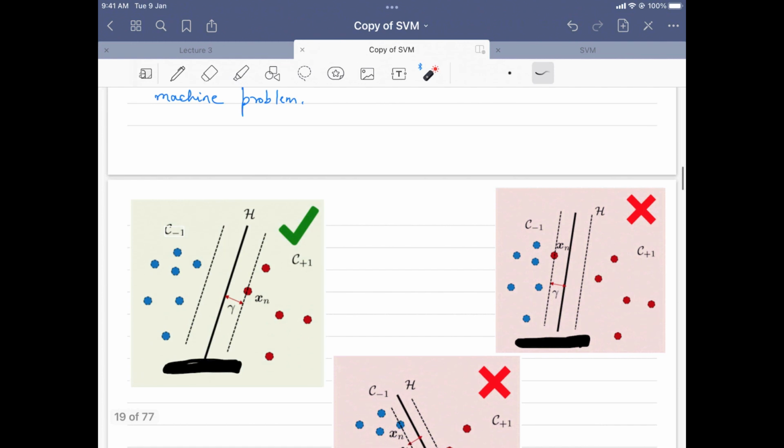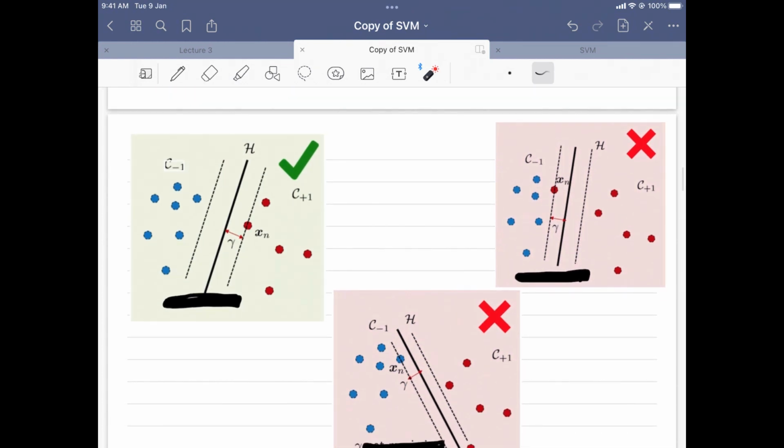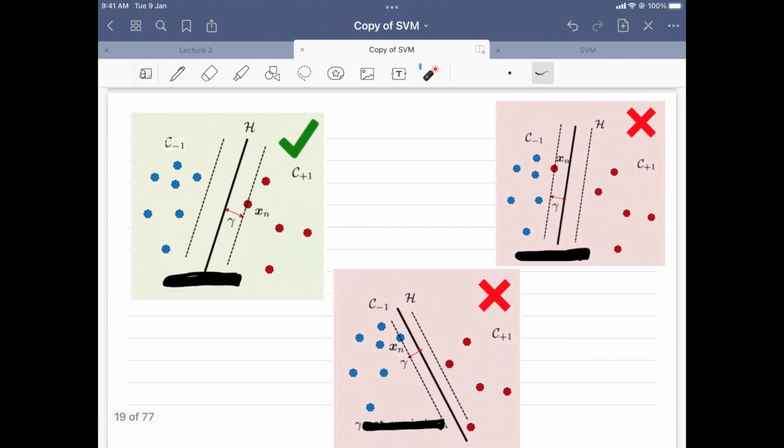Okay, so here if you see, we have three different situations shown over here. In this particular case, you can see this is the best hyperplane because it is maximizing the gamma. Here you can see this one is not a good hyperplane because on this side it is not maximizing the gamma, and similarly in this situation it is not good because it is not maximizing the gamma properly. These figures are showing you this.